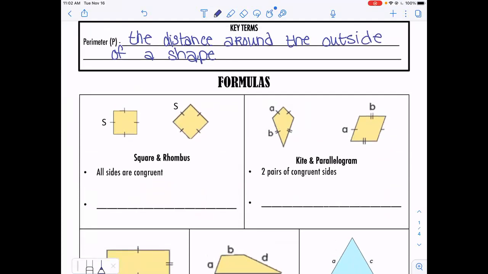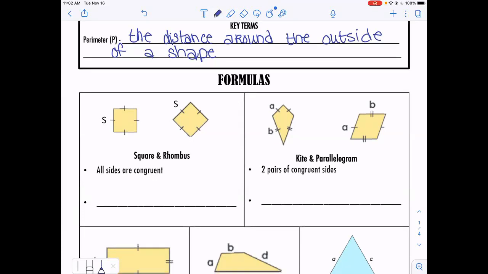Okay, the first two are squares and a rhombus. What do we know about a square and a rhombus? All the sides are the same, right? So do I really need to say 3 plus 3 plus 3 plus 3? What's the fast way to do that? 3 times 4, right? So we're going to say the perimeter equals 4 times whatever the side is, because there's 4 of the exact same side.